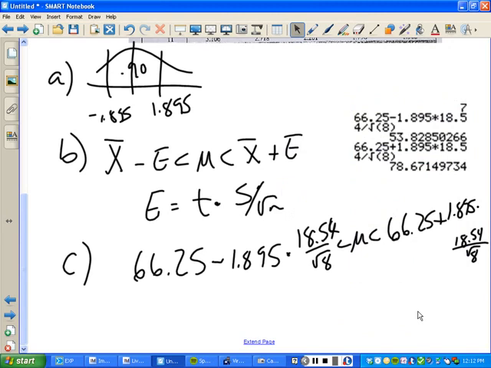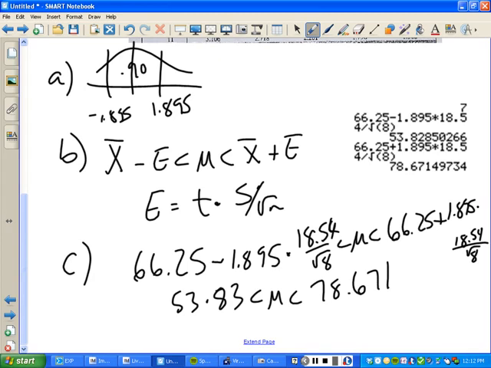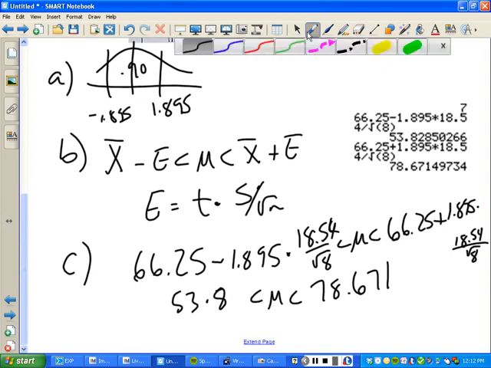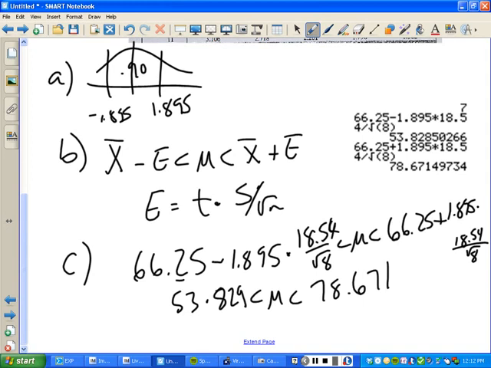Okay, so let's write down the answer. We got 53.83. And 78.67. I apologize. I should go 1 decimal point past 829. We should go 1 decimal point past this one. If this is 2 decimal points, this should be 3. Okay.